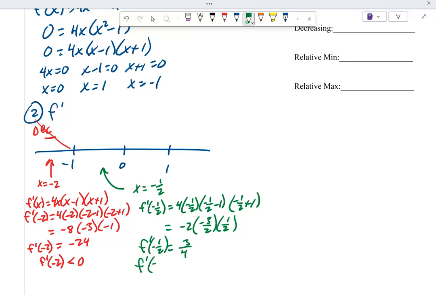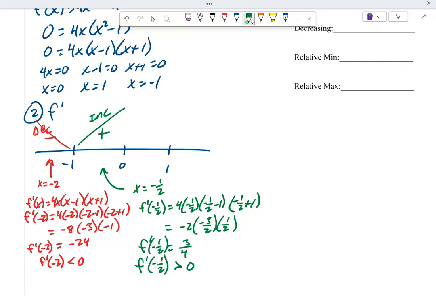Point is, is it negative or positive? It's positive. The derivative is positive. That means the original function increases between negative 1 and 0.